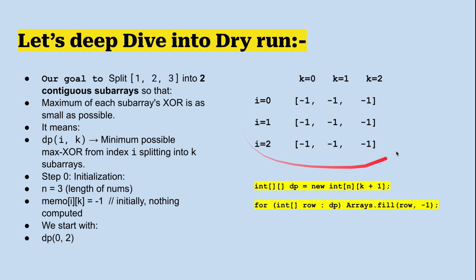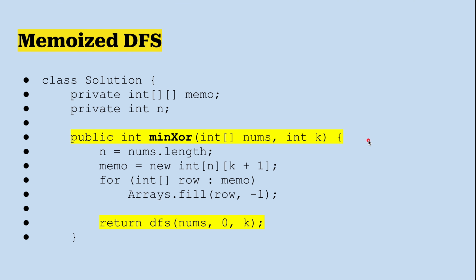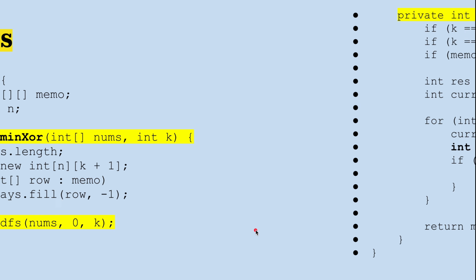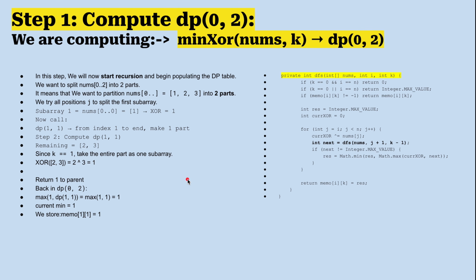Now once this is initialized, this job is done, and we will start dp at 0, 2. So let's understand how we are starting the dp at 0. You can see we are calling dfs and passing nums, 0 and k. Like that we initialize the dp. So we will initialize dp at 0 and 2, correct? That was the initialization step, that is step 0. Now this is step 1, from here everything works.